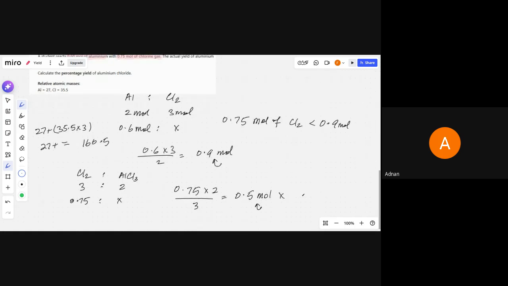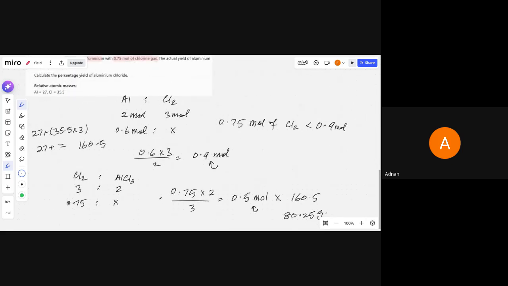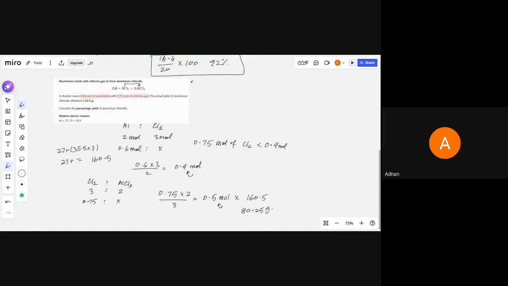So 0.5 times 160.5 is going to give us 80.25 grams. So this is the theoretical yield, which I just converted from moles to mass. Now we can use our equation, which is actual yield over the theoretical yield. So this is going to be 52. You can see that the actual yield has to be less than the theoretical yield.